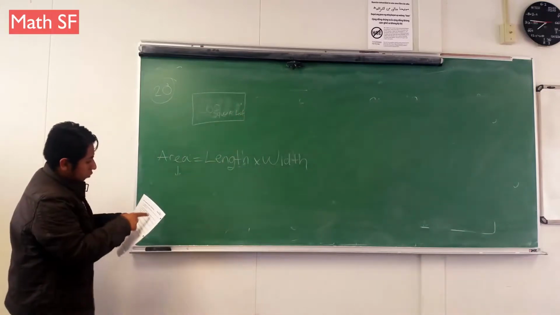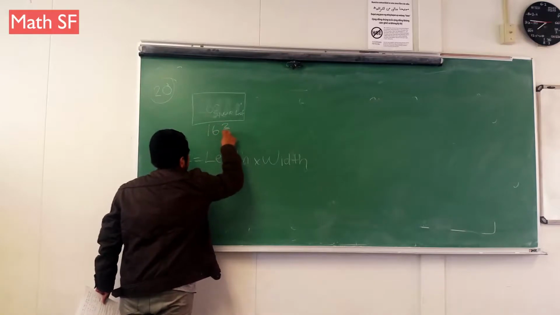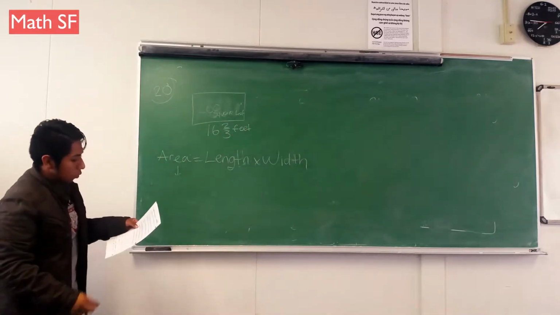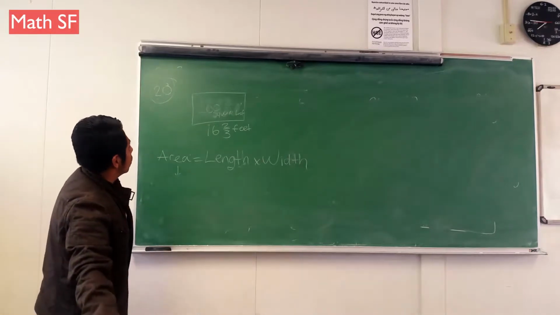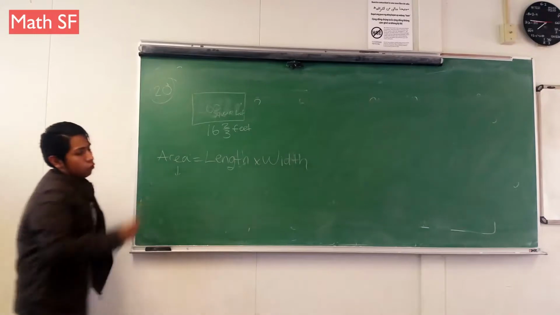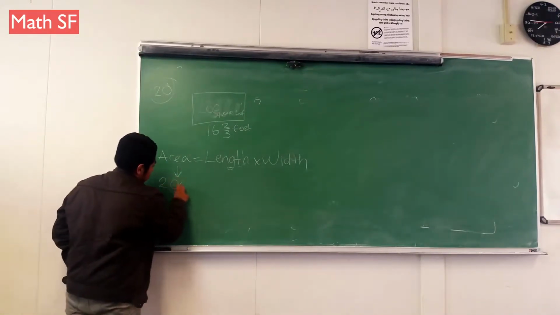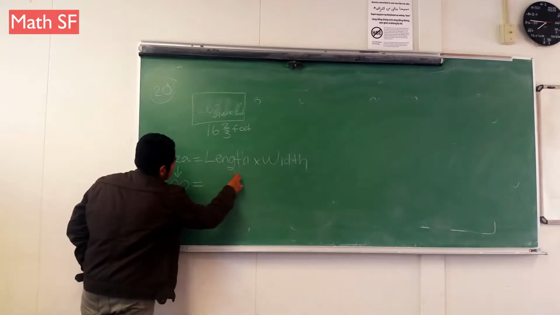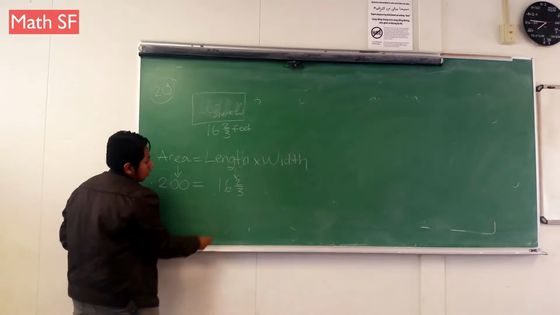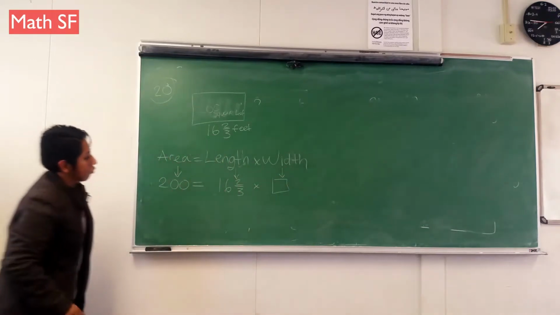They're also giving you the length of the floor, which is 16 and 2/3 feet long. They don't give you the width. They say find the width of the floor. So they don't give you this part here. Now let's fill our formula here. The area, in this case given, is 200, equal to the length, also given, which is 16 and 2/3, times the width. We're not given the width, so we just have to write a box for that.